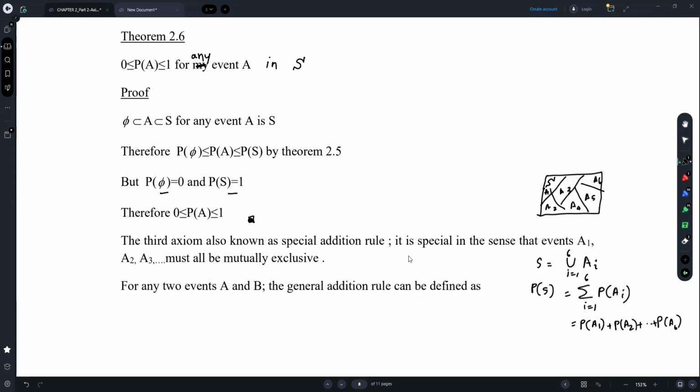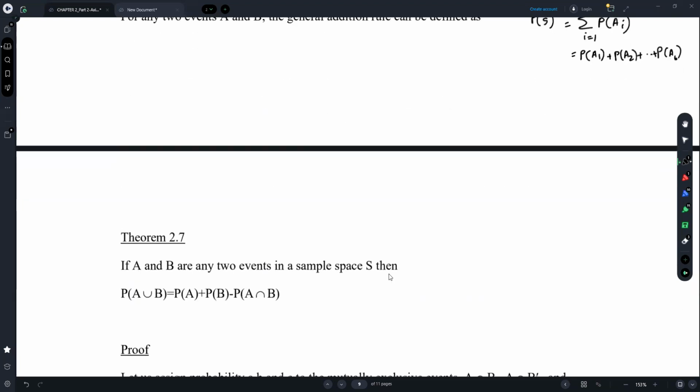Okay. But in general, if you don't have mutually exclusive events like this, you can get the addition rule. So that is called the general addition rule. And you all have already used this and seen this, right? So that's the next theorem.